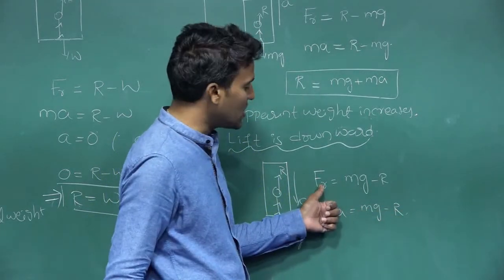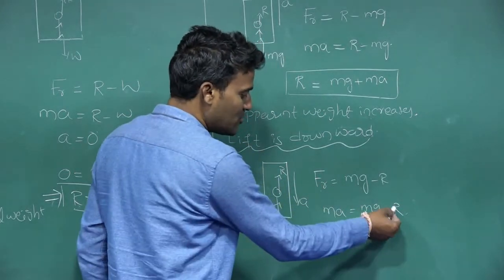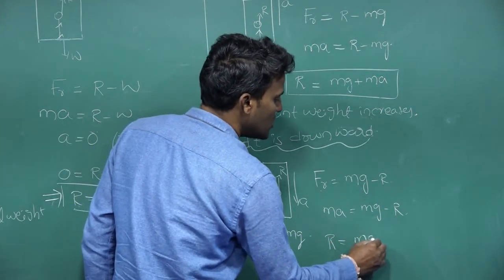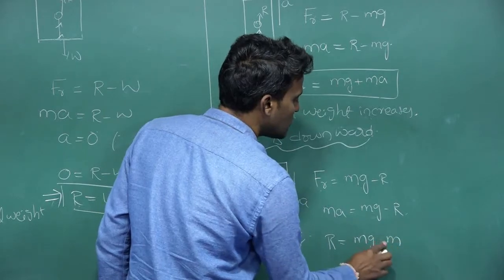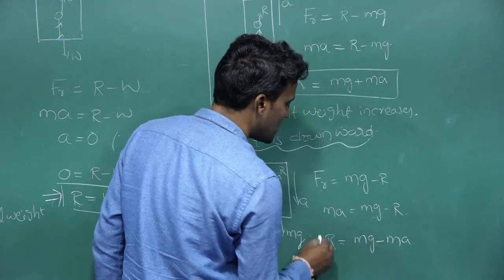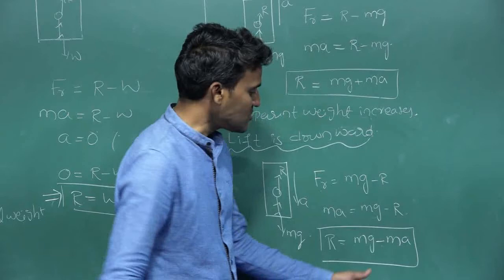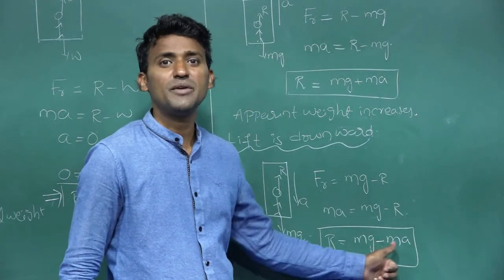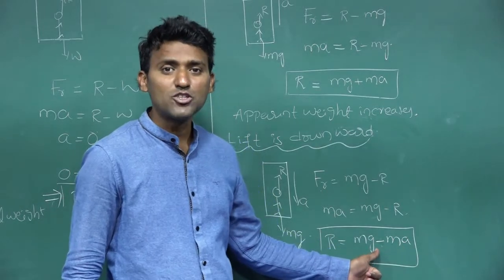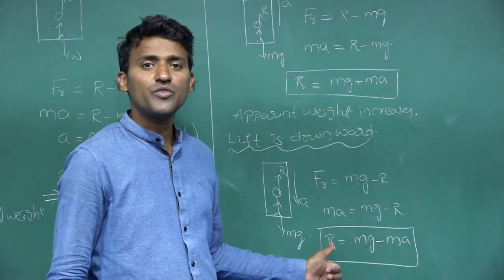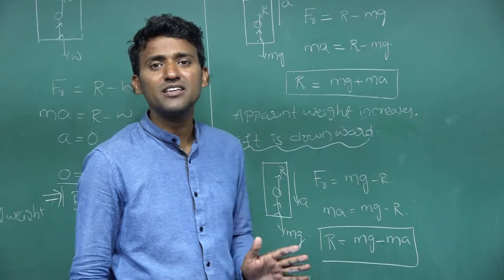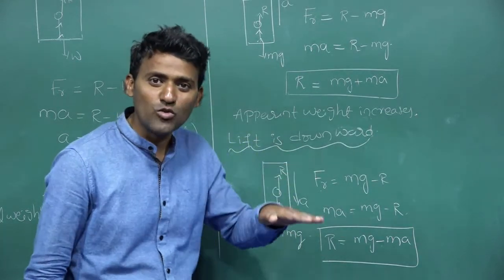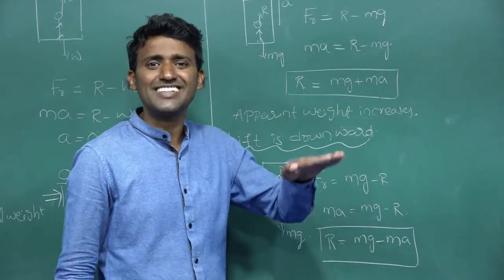According to Newton's second law, the resultant is ma. R I am taking this side, ma I am taking that side. So R is equal to mg minus ma. See here, some numerical value ma is subtracted from your actual weight. At that moment, is your weight decreasing or increasing? Your apparent weight decreases. When the lift is moving downward, apparent weight decreases.